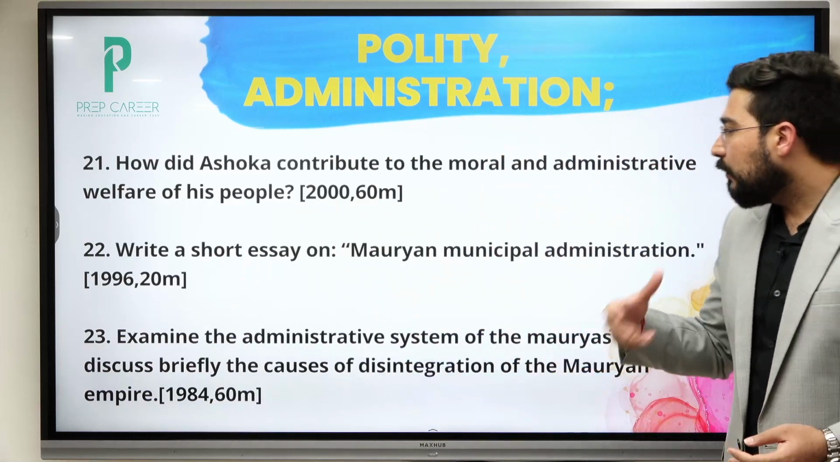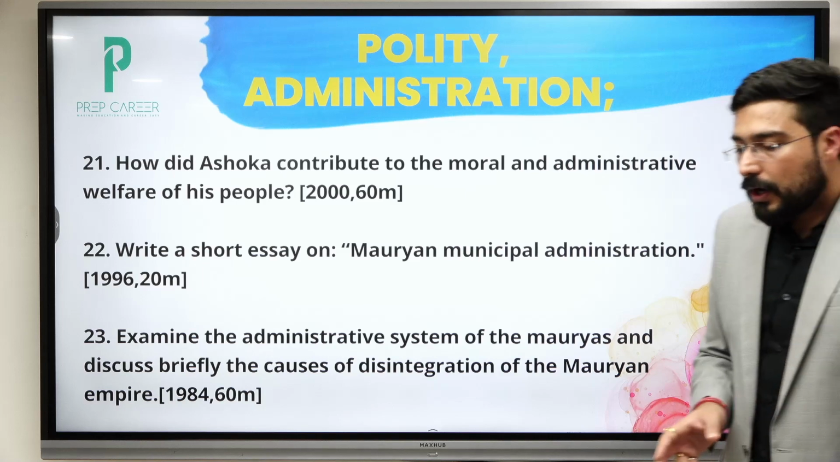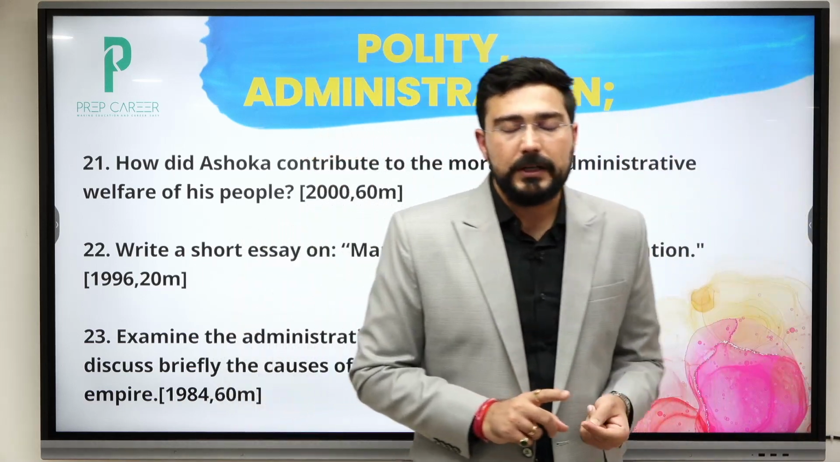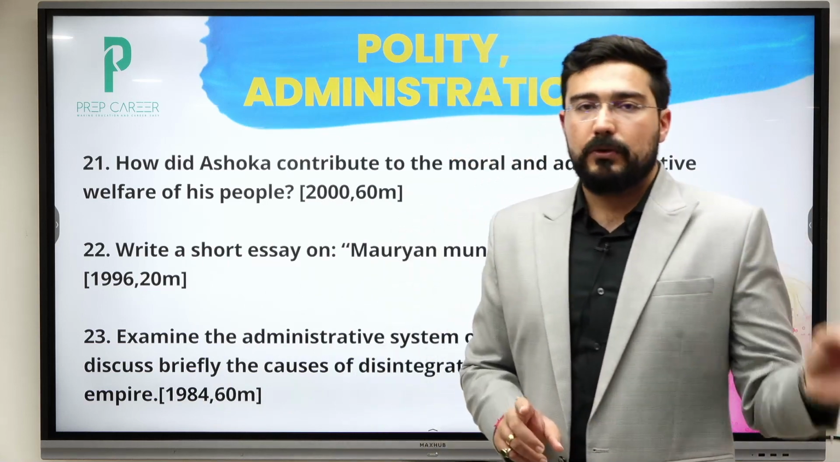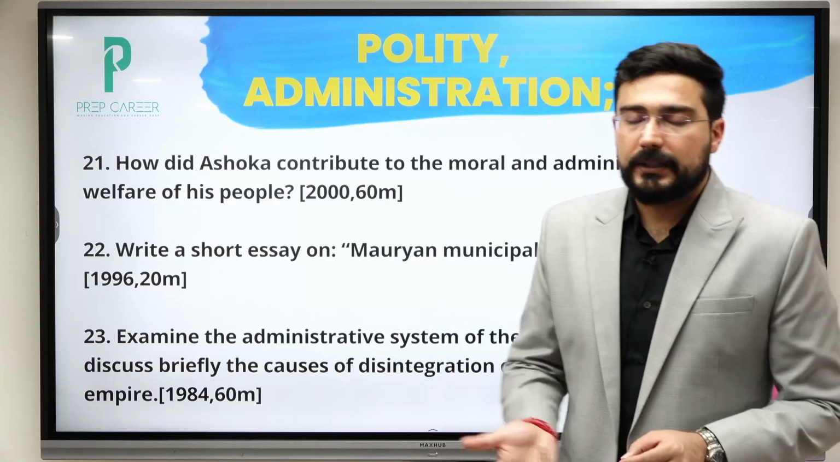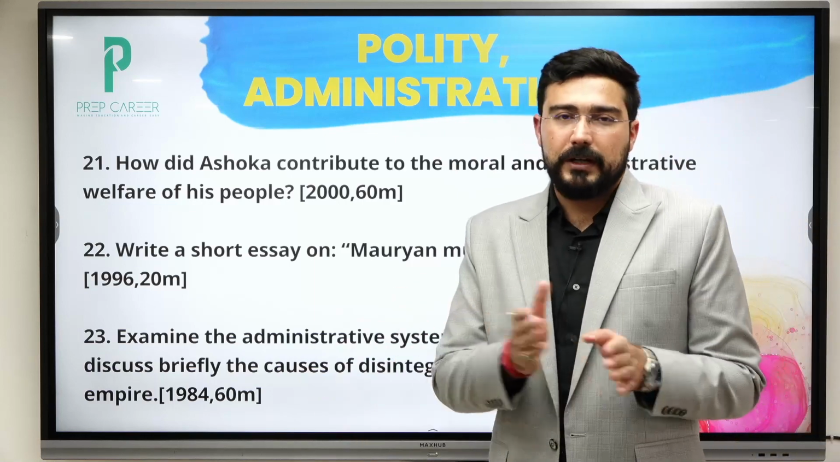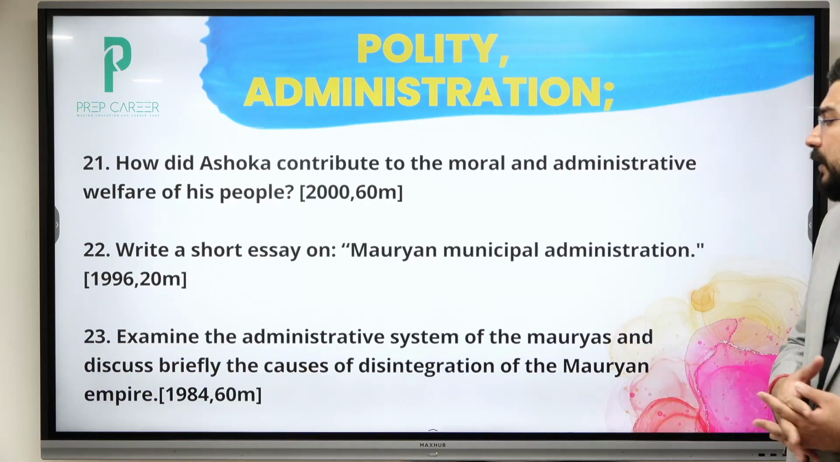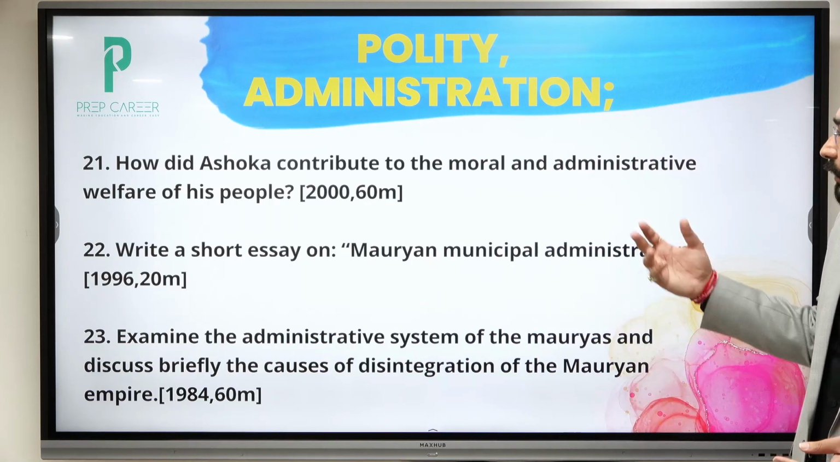Then Mauryan municipal administration. So we have two sources which talk about it. One, Arthashastra, Kautilya himself, and second, we need to talk about Megasthenes and his work Indica, which also provides 6 committees of 5 members, all having different functions, that you need to mention. Then examine the administration system and briefly discuss the causes of disintegration.